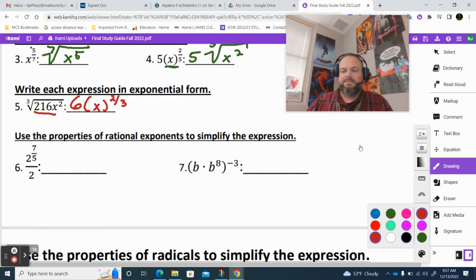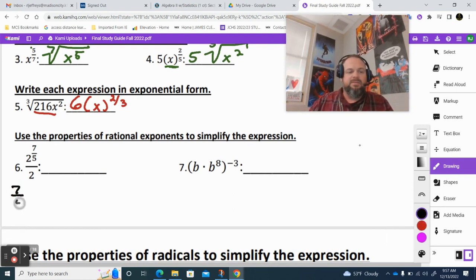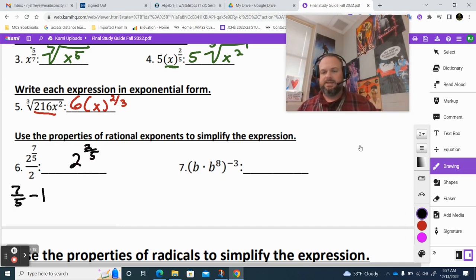Number 6. It's division, so I'll subtract. So this is 7 over 5 minus 1. I could type that in the calculator. That's going to give me 2/5. So this is going to be 2 and 2/5. Because remember, division is subtract, multiplication is add, a power to a power is multiply.